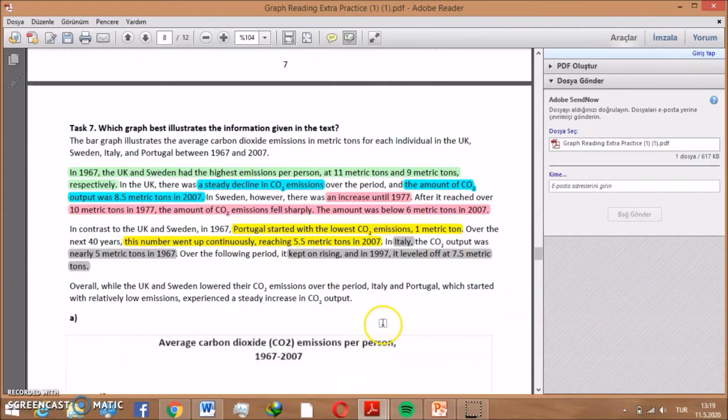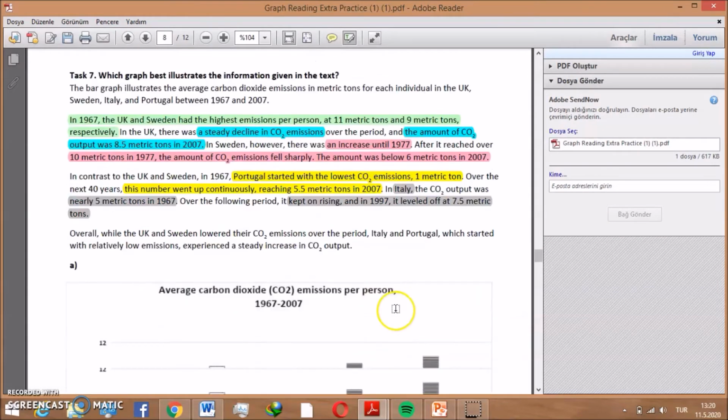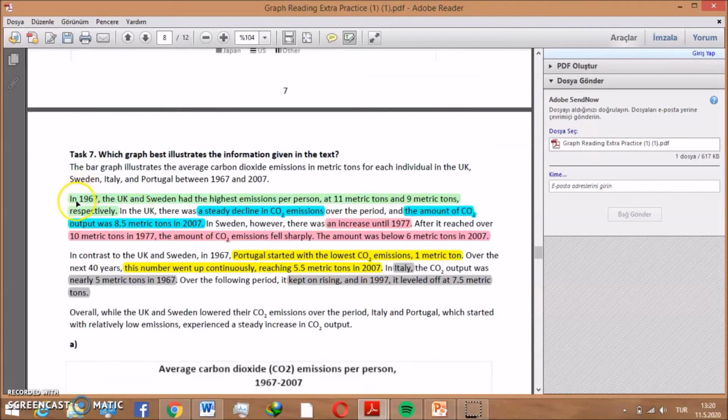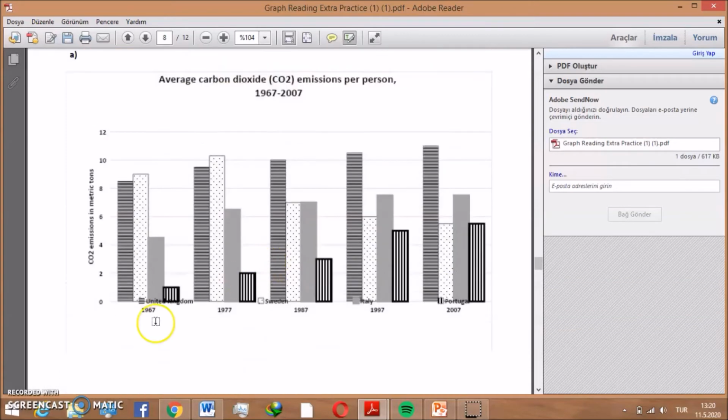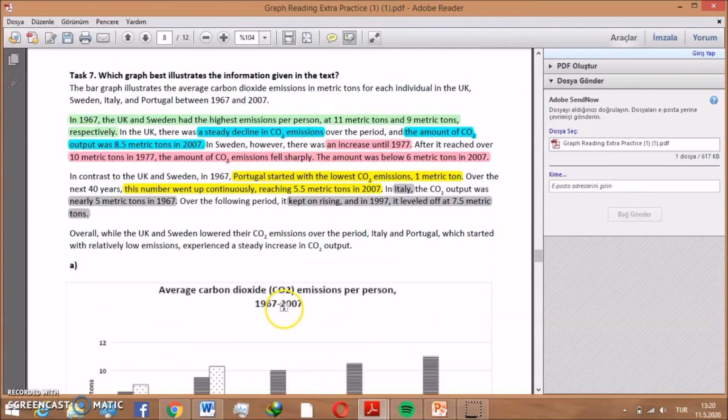Okay, let's go to task 7. This is a bar graph too. So this is about carbon dioxide emissions in metric tons. And there are 1, 2, 3, 4 countries, and there are 2 dates. No, there are, yes, many dates. Okay.